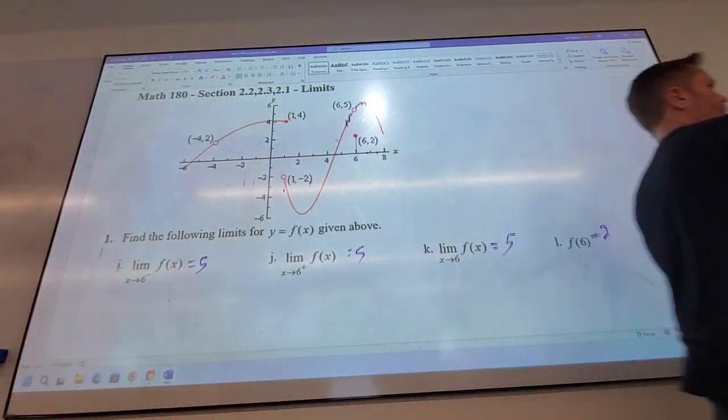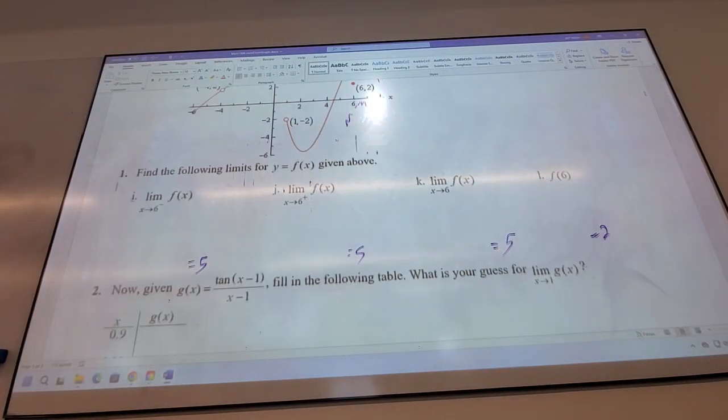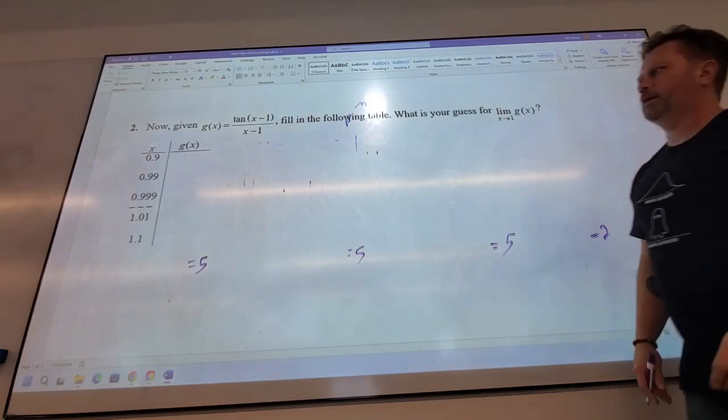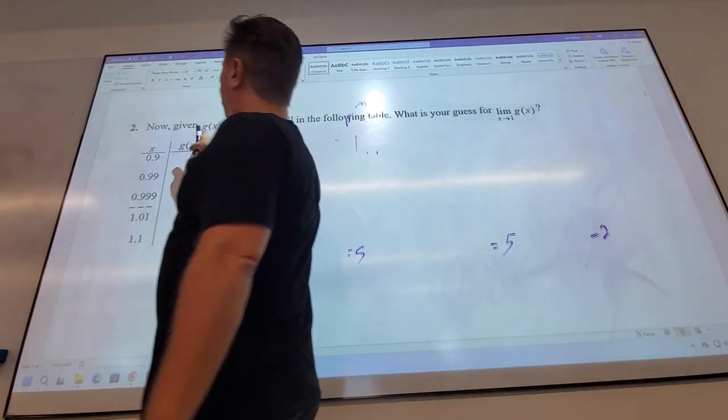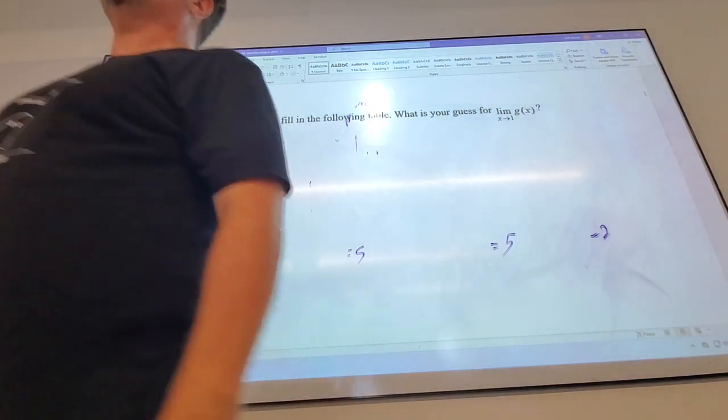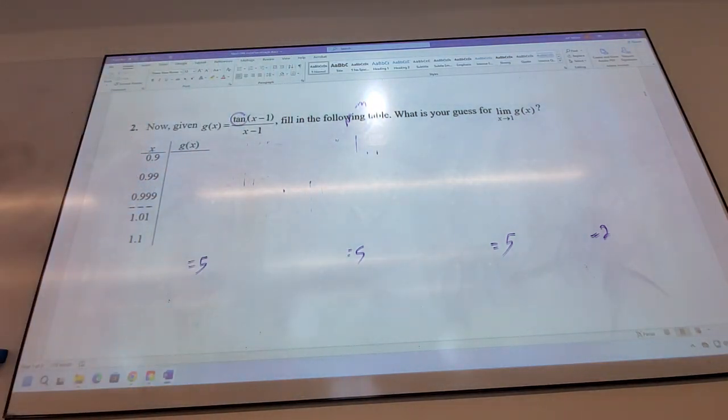What came next here? Oh yeah, this one. So if you didn't have a calculator, you're kind of screwed. But what's one major thing when you have a trig function? You all should know. What's the best way to measure an angle? Radians. Does anyone know why?